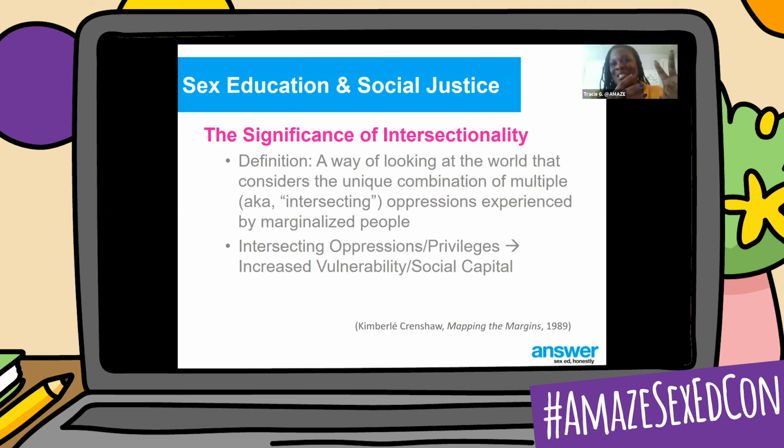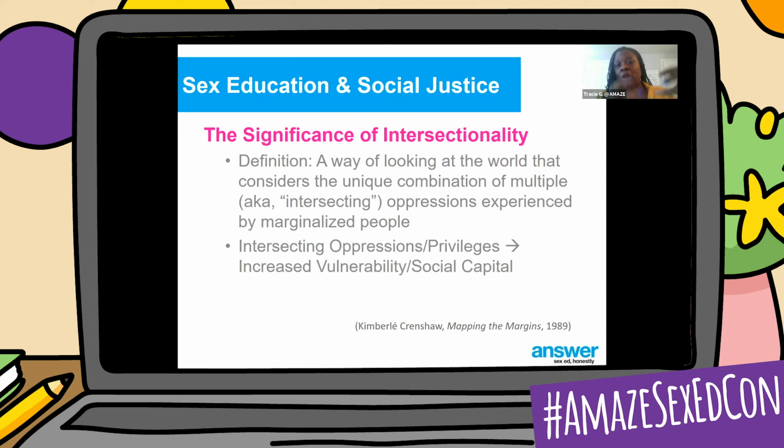And so with that, I want to also wrap up this portion to help us think about the significance and salience of intersectionality, right? So intersectionality, roughly speaking, is a way of looking at the world that considers the unique combination of multiple, aka intersecting oppressions that folks experience based on their position at different margins. So while we saw in the previous slide that a young person could experience adultism, we also know that if that young person comes from, say, an urban poor background, a racially marginalized background, or a gender marginalized background, those various systems can interact with each other to create very unique, increased vulnerability.